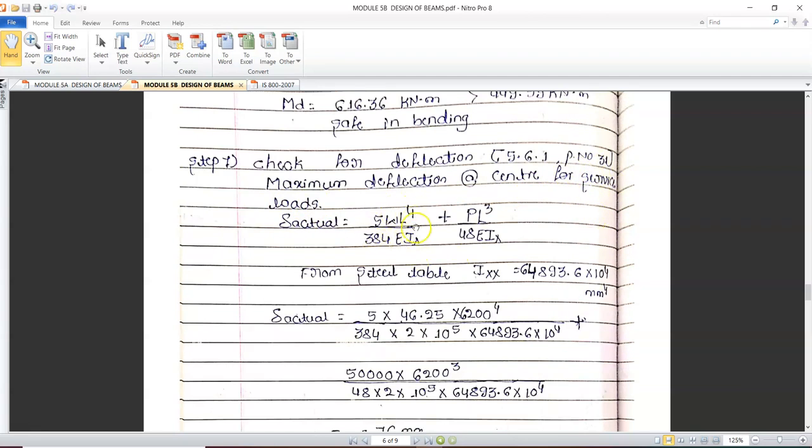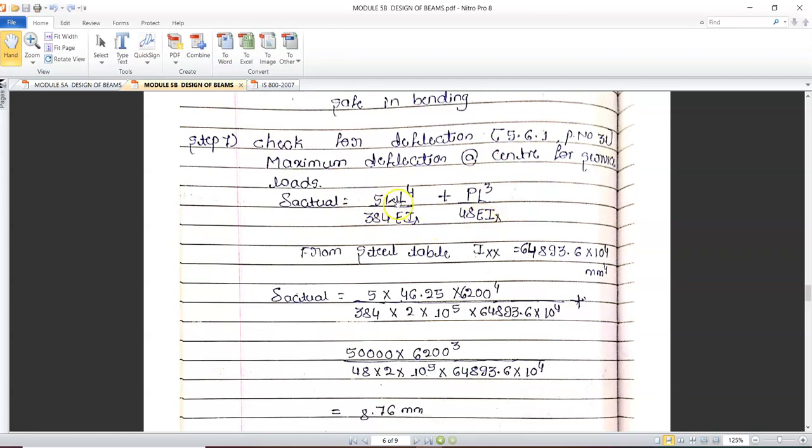And this is the deflection formula for a beam. This is the deflection formula for a simply supported beam subjected to UDL, 5WL raised to 4 by 384 EI. And this is the formula for a simply supported beam subjected to point load at the center, PL cube by 48 EI. And this has to be taken about the XX axis or ZZ axis.